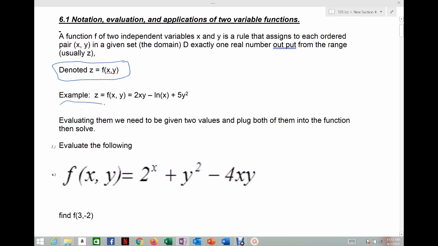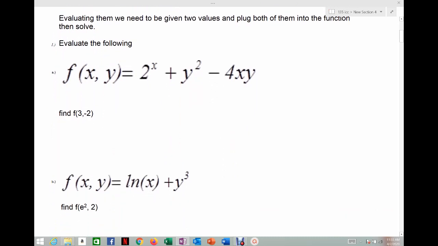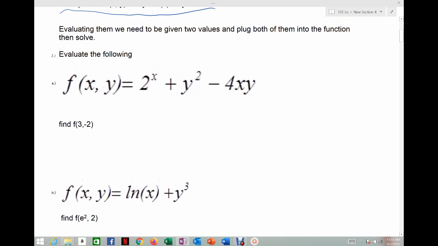A simple example would be f of xy equals 2 times x times y minus the natural log of x plus 5y squared. Evaluating just means solving for. And the biggest thing about solving for is these equations tend to be a little bigger, a little more complex. And be careful what you plug into where. Plug in the x value in the x spot, the y value in the y spot.